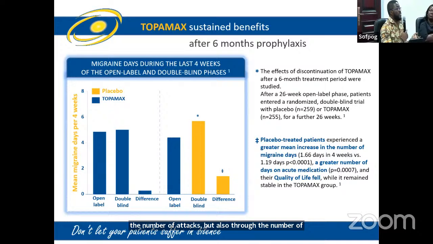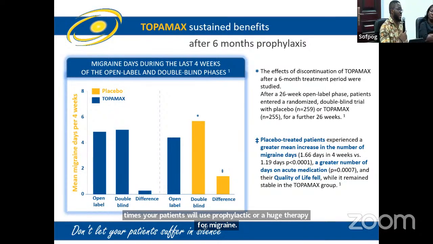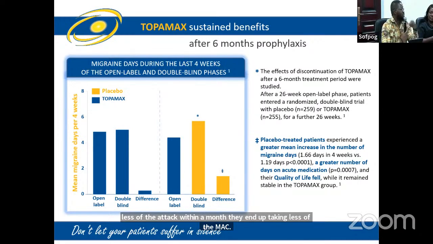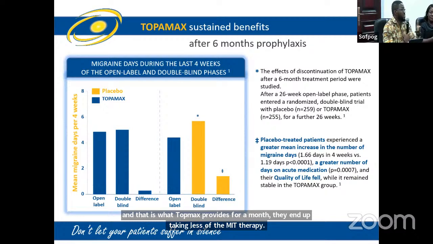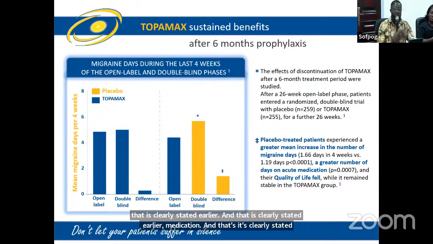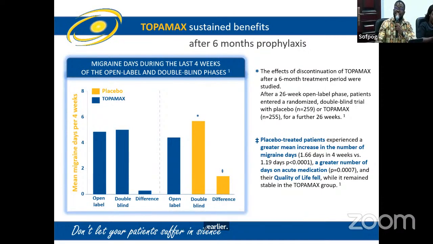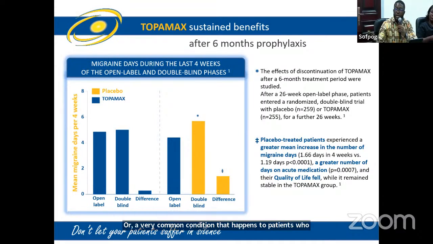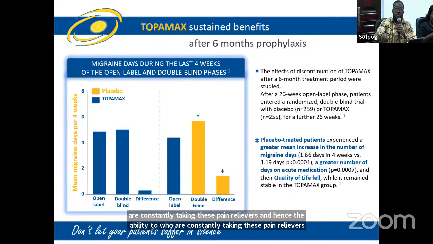Usually, acute therapies are used when the patients have the attack. And when you are preventing the number of attacks within a month, they end up taking less of the acute therapy. And that is what Topamax provides your patients. And that is clearly stated earlier. Medication overuse headache is a very common condition that happens to patients who are constantly taking these pain relievers. And hence, the ability to reduce the number of times the patient is getting the attack, which would lead to the reduction of the number of acute therapy, would prevent this condition of medication overuse headaches.